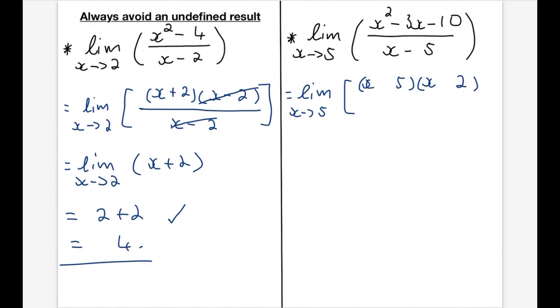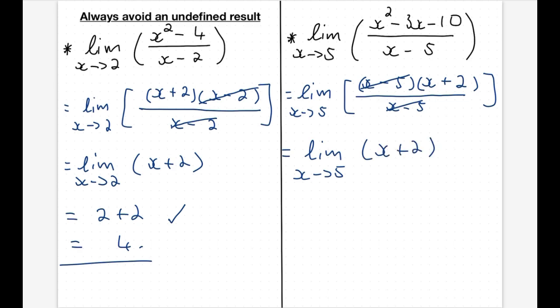Since 5 times 2 is 10, I'll make the 5 negative and the 2 positive to ensure that we would get minus 3x if we simplified it. And in our denominator, I have x minus 5. And so because of this, this x minus 5 can cancel with that x minus 5. So what I have here now is the limit as x approaches 5 of x plus 2. And if I replace x with 5, I get 5 plus 2, which is 7.